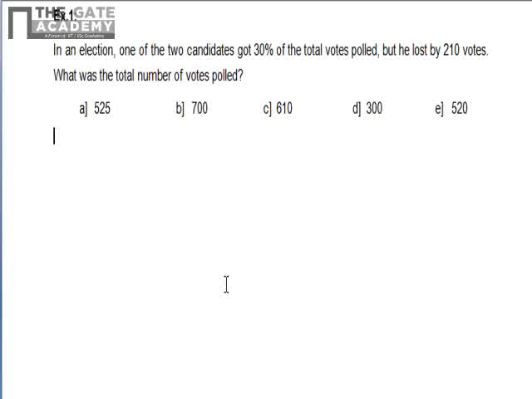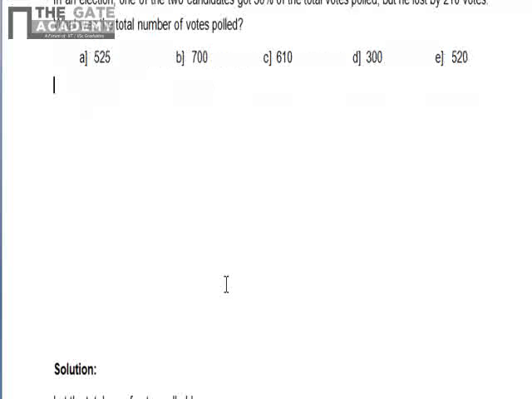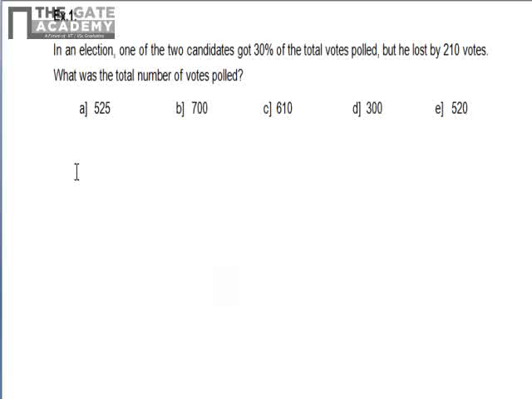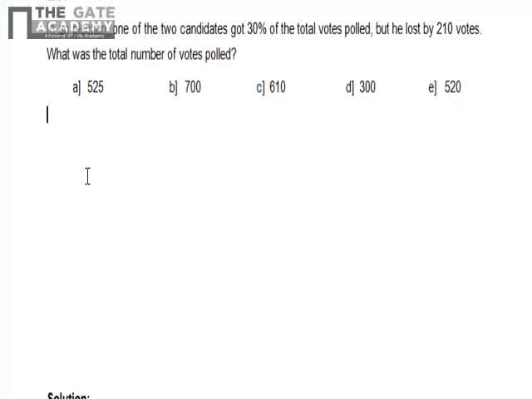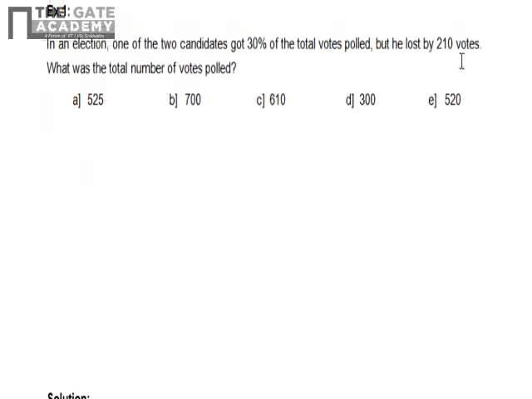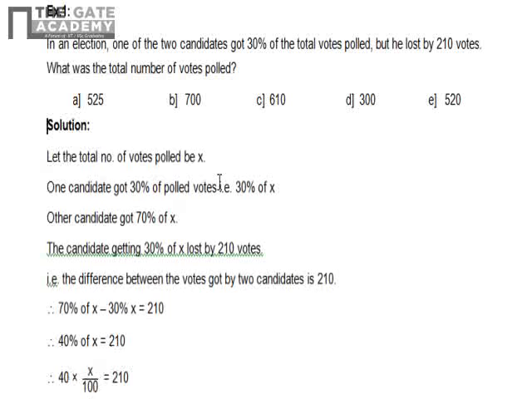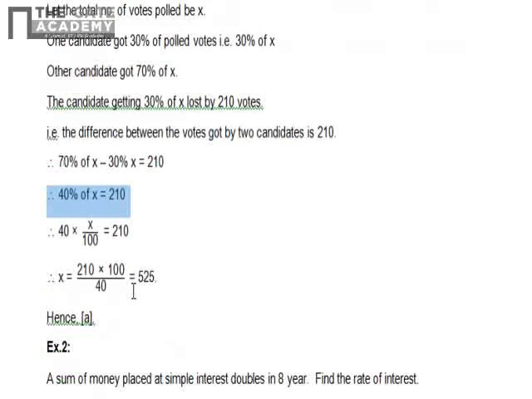Now we'll see some examples on the basis of percentage. The first example is very simple. In an election, one of the two candidates got 30% of the total votes polled, but he lost by 210 votes. What was the total number of votes polled? The solution is right here. If the total number of votes polled is X, then one candidate got 30 and the other got 70. So the difference between 70 and 30 is 40%. That means 210 is 40%. So 40% of X is 210, and then you can calculate that X is 525.